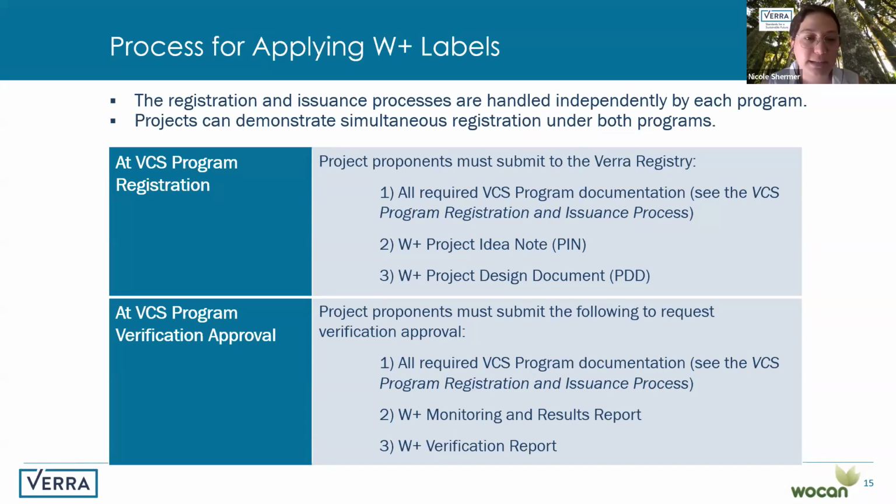The same concept applies at the verification approval stage. So this could apply to projects that are requesting a verification approval at the same time under both programs, under the VCS program and under W+, or it could happen, perhaps the VCS verification has already been approved. Maybe the W+ verification approval happens a little bit later. That's also totally fine. But then you can send your W+ monitoring and results report and verification report to the Verra registry. And again, once the Verra registry confirms with the W+ coordinator that this documentation is all valid and approved by W+, that can also be uploaded to the VCS project page on the Verra registry.